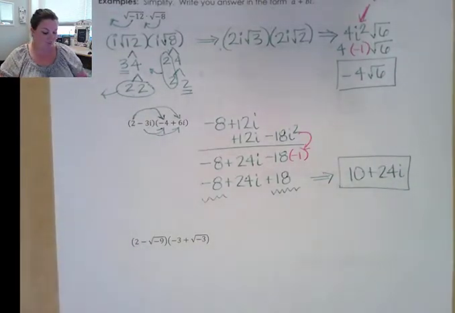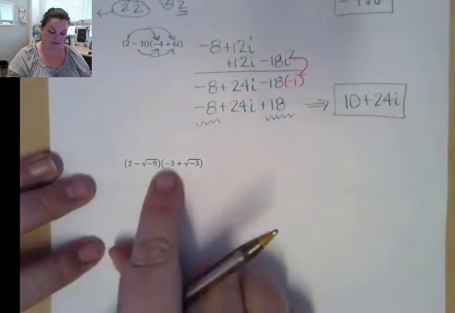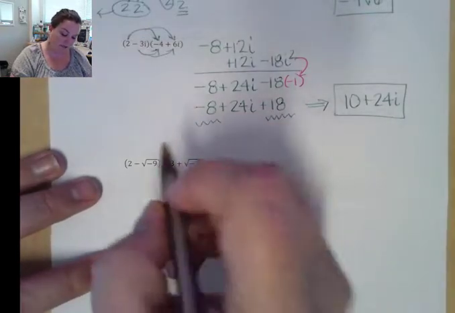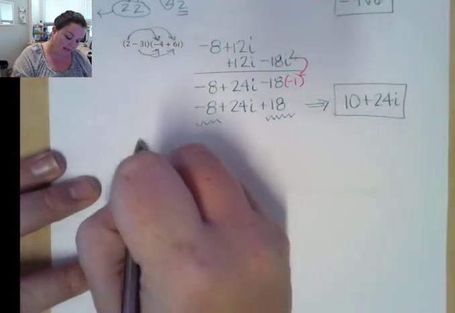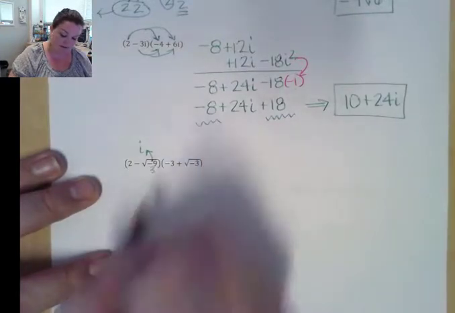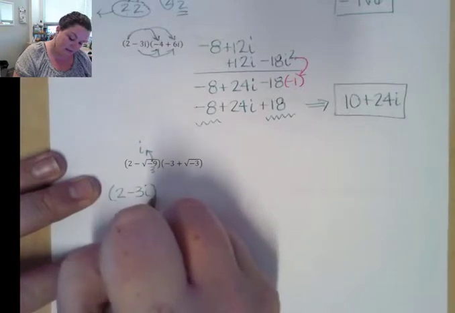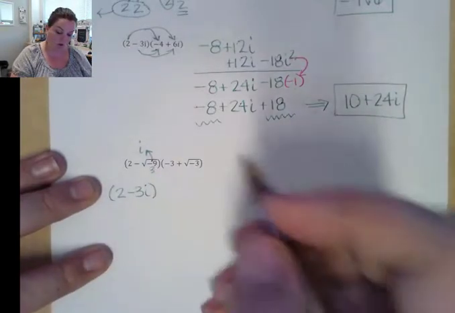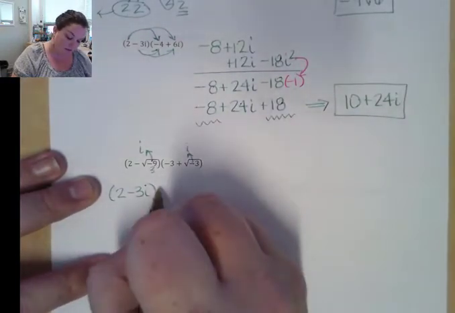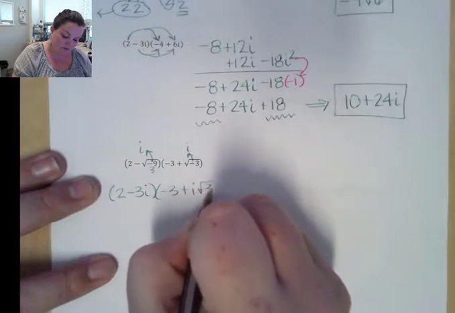All right, let's look at one more. Same idea on this last one. The only difference is I have some simplifying to do before I get started, right? So underneath this radical, I can pull out the i, and I can simplify the square root of 9 to just be 3, right? So this first one is 2 minus 3i. On the second one, all I can do is pull out the i. I can't simplify square root of 3. So this one's going to be -3 plus i square root of 3.